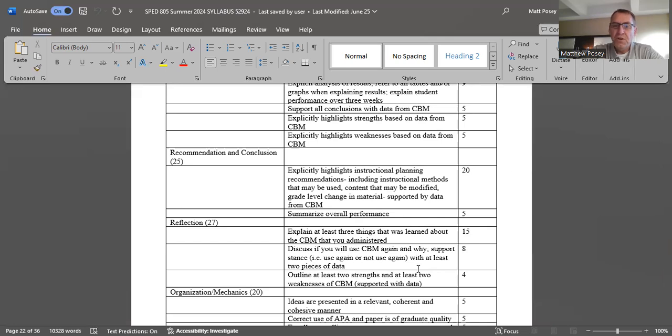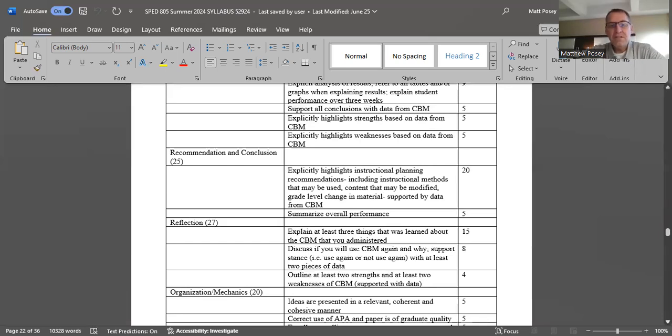Then you're going to follow up with a discussion or explanation on if you would use CBM again and why. Would you or would you not? Support your stance with at least 2 pieces of data of why you would or would not. Again, there's no right or wrong on this. This is basically asking for your personal thoughts and feelings based on your experiences from conducting the CBM assessments.